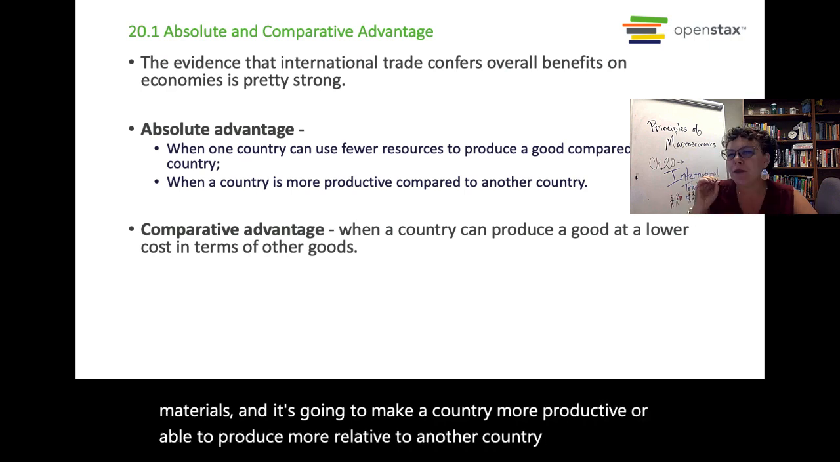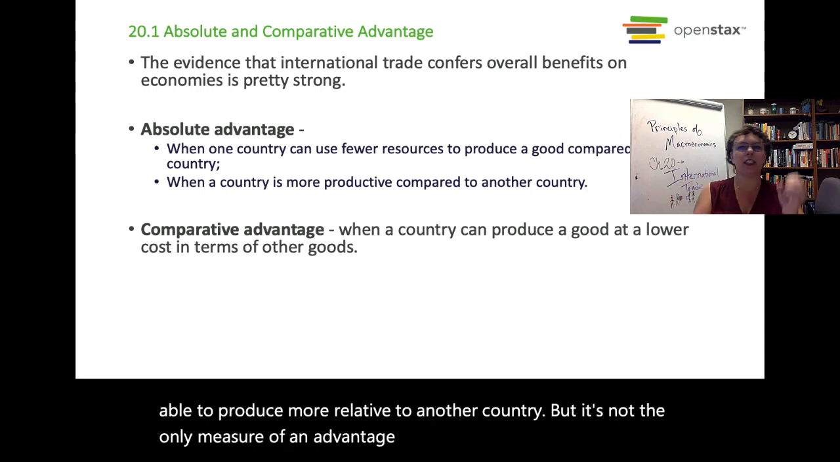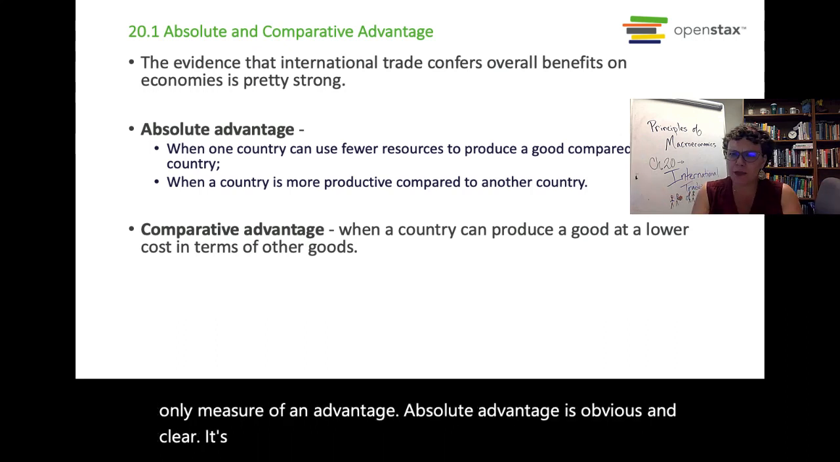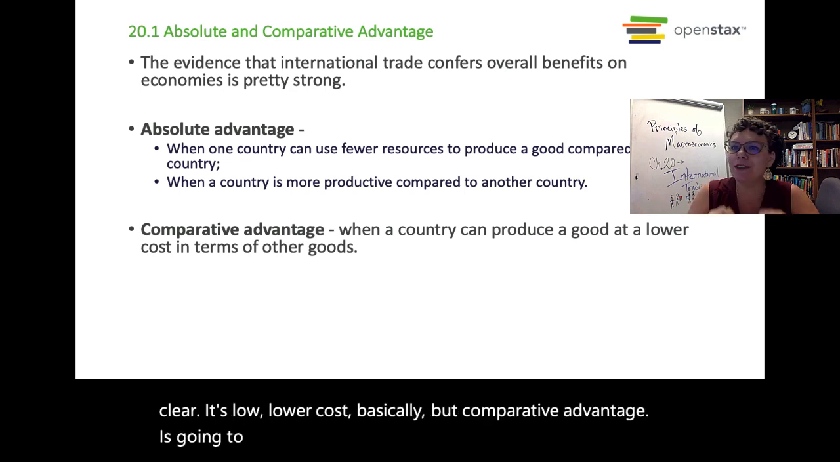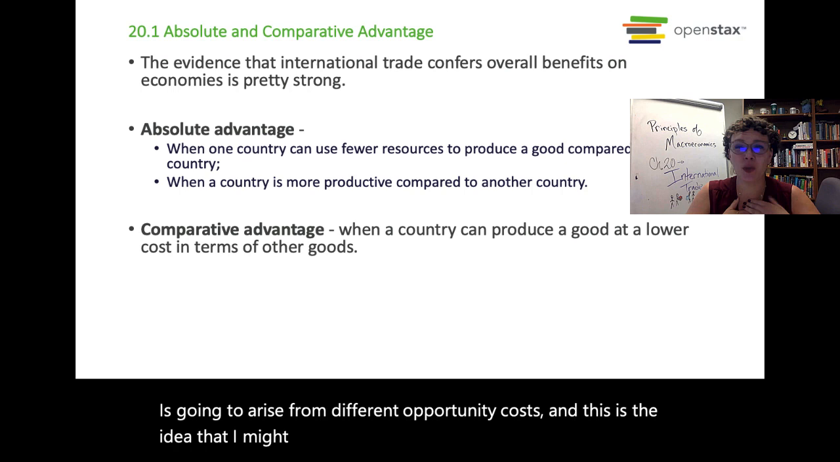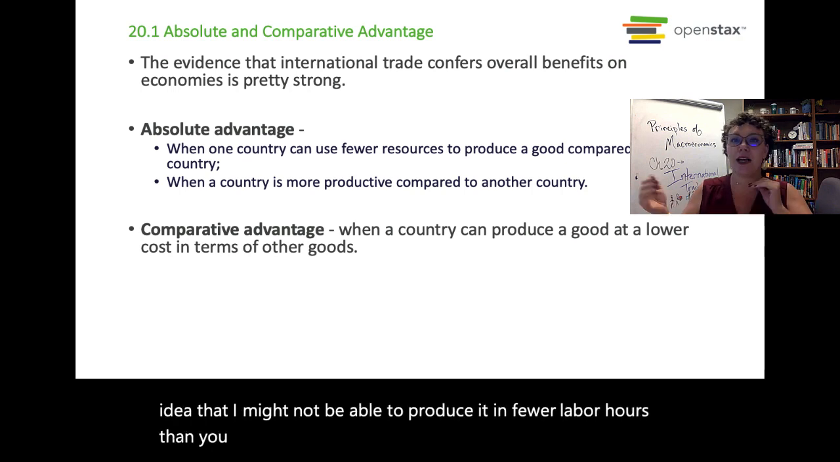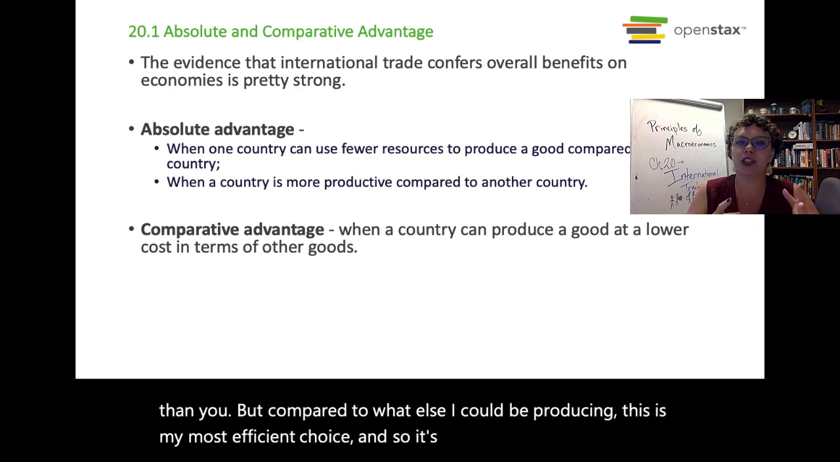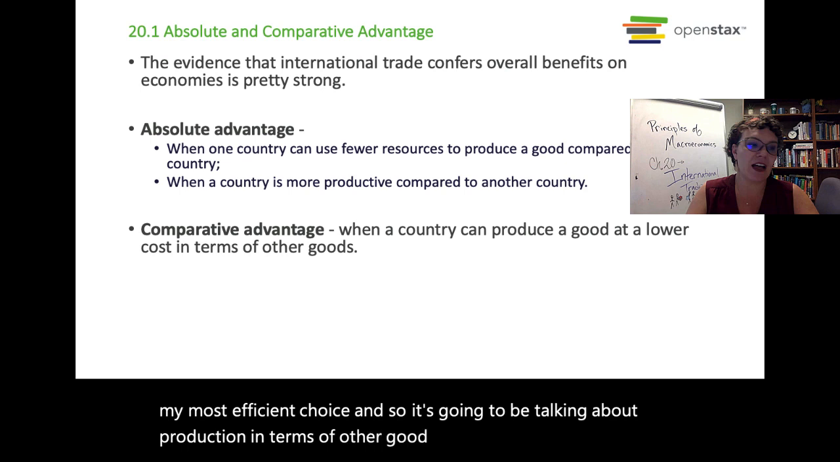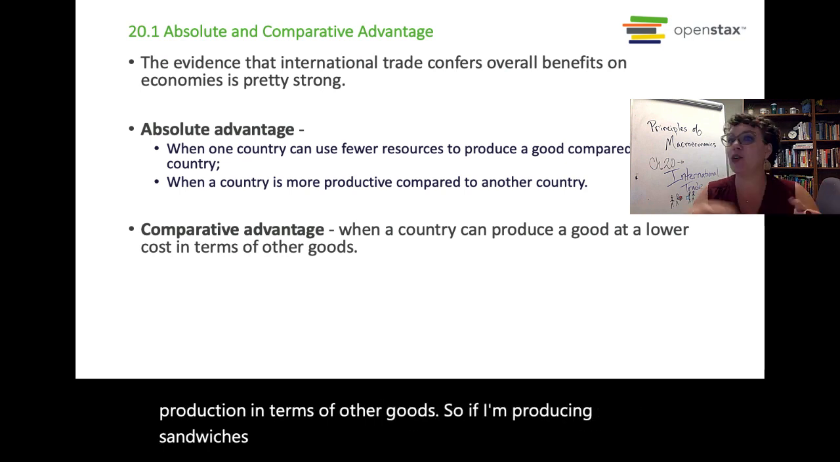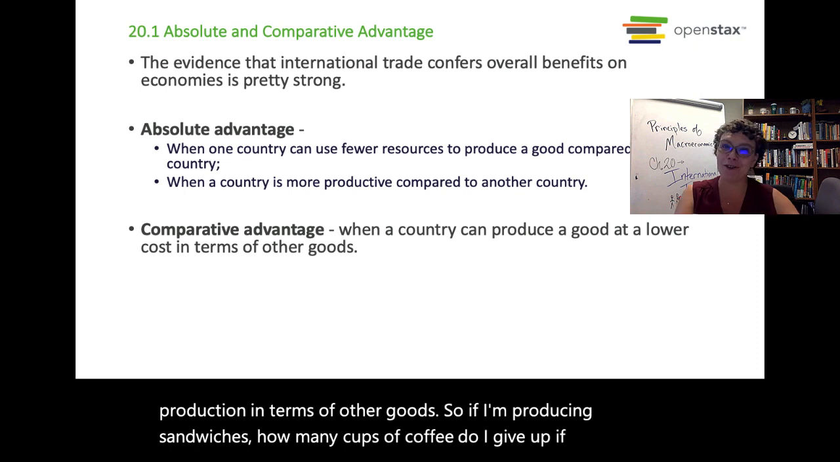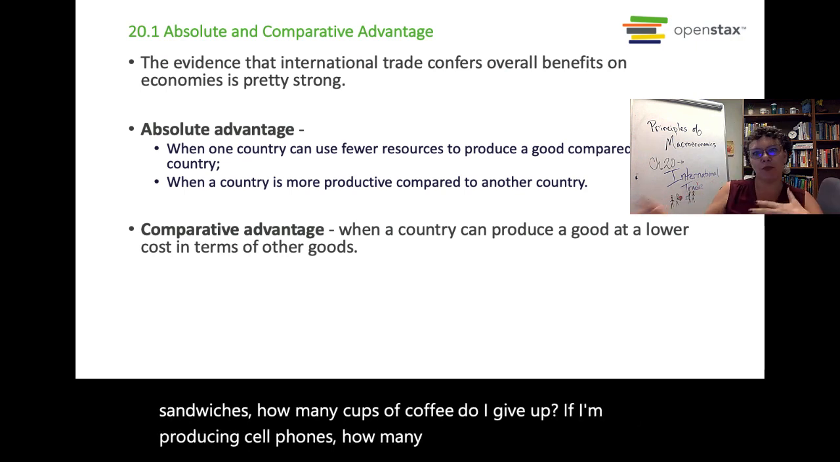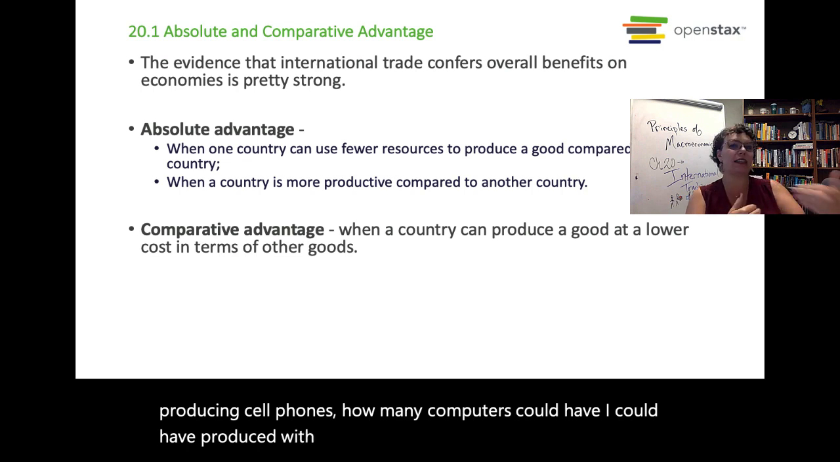But it's not the only measure of an advantage. Absolute advantage is obvious and clear. It's lower cost, basically. But comparative advantage is going to arise from different opportunity costs. And this is the idea that I might not be able to produce it in fewer labor hours than you, but compared to what else I could be producing, this is my most efficient choice. And so it's going to be talking about production in terms of other goods. So if I'm producing sandwiches, how many cups of coffee do I give up? If I'm producing cell phones, how many computers could I have produced with those same inputs, with that same labor?